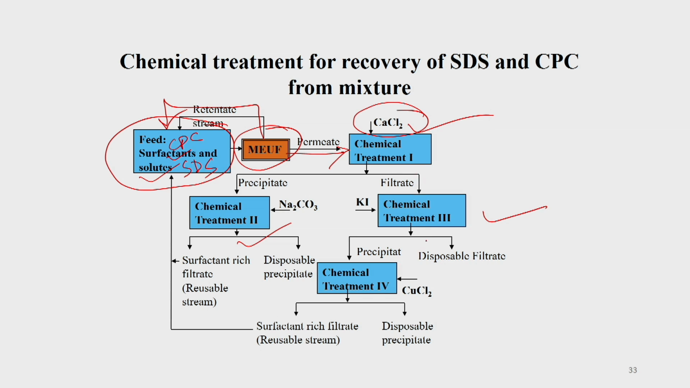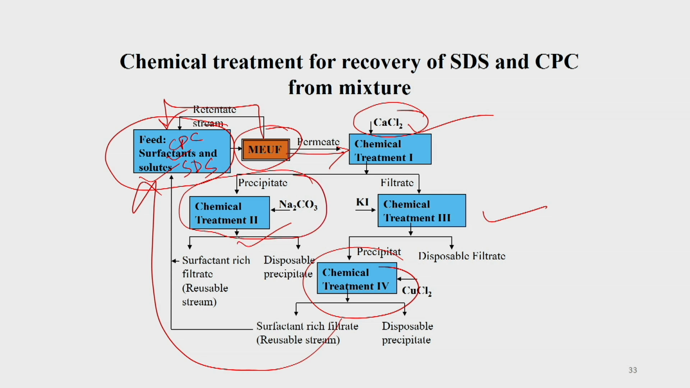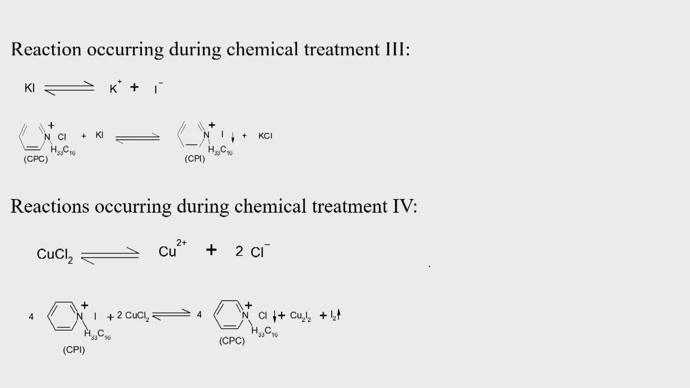From whatever filtrate is there, we will be doing chemical treatment 3, and then chemical treatment 4 to get the surfactant-rich filtrate, and that will be reused. Again, whatever solubilized form we get from chemical treatment 2 will be used again in the membrane separation process. So, the first and second processes will be used to get SDS, and the third and fourth will be the regeneration of CPC. That is why the processes will be like this: the first 1 and 2 are what we have discussed for SDS, with the same equation.